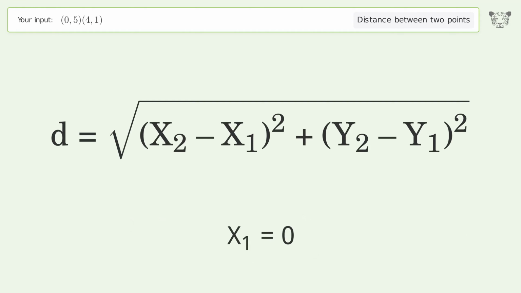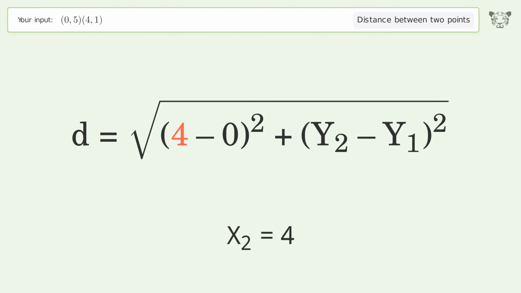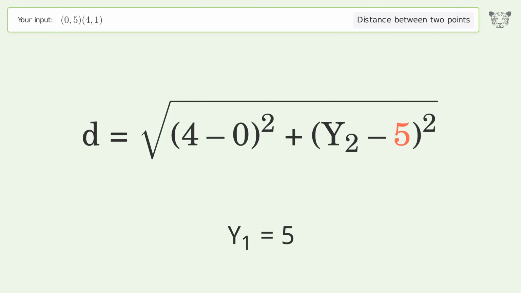x1 equals 0. x2 equals 4. y1 equals 5. y2 equals 1.